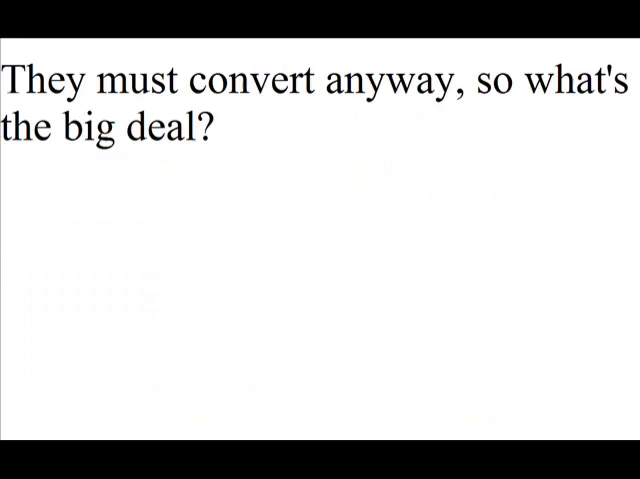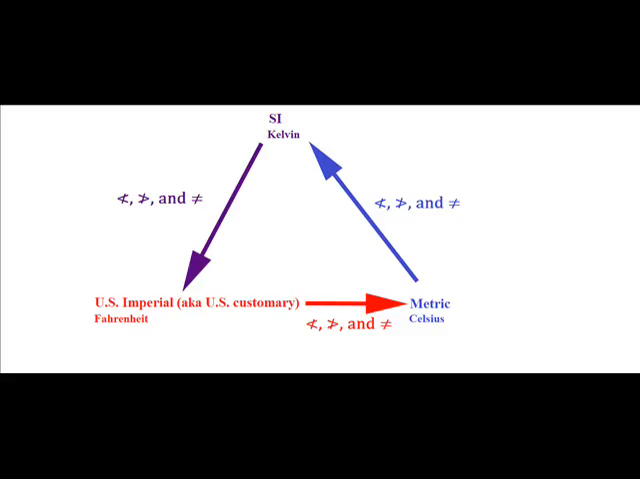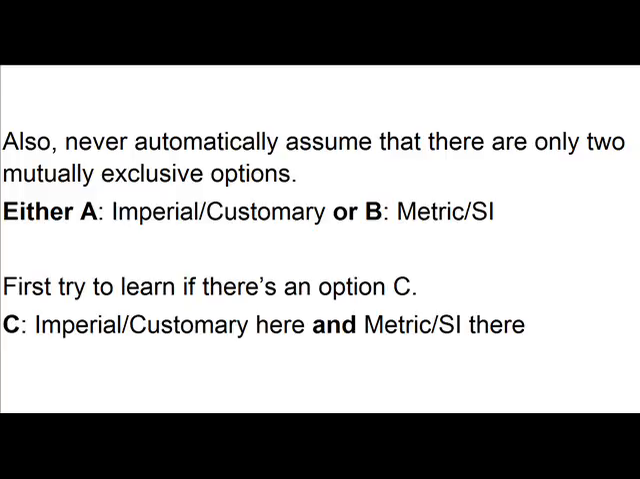They already have to convert the results anyway, because when dealing with such large or small measurements, we have no base of comparison. So what's the big deal? Case in point, each one serves a unique purpose, thus none of these standards is "better" or "worse" or more scientific or less scientific than the other two. Also, as a life lesson, never automatically assume that there are only two mutually exclusive options, either A or B. First, try to learn if there is an option C.